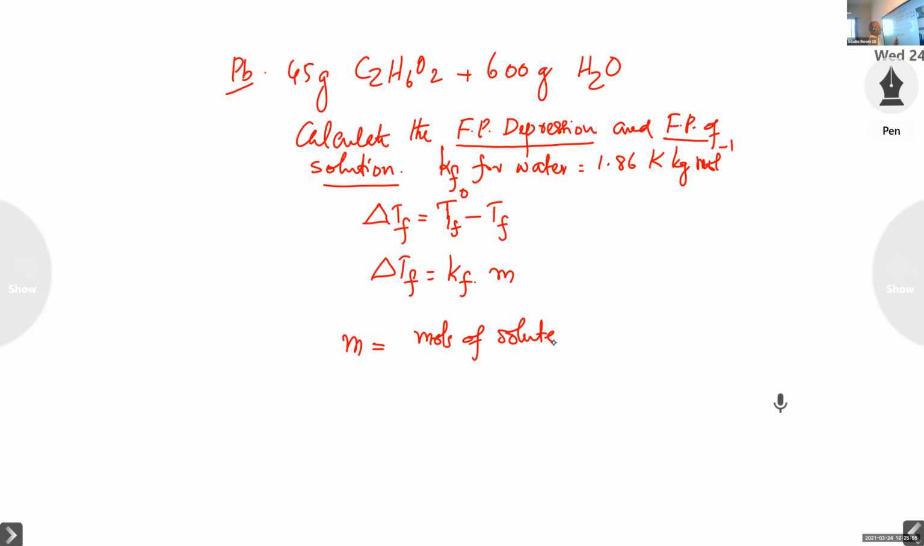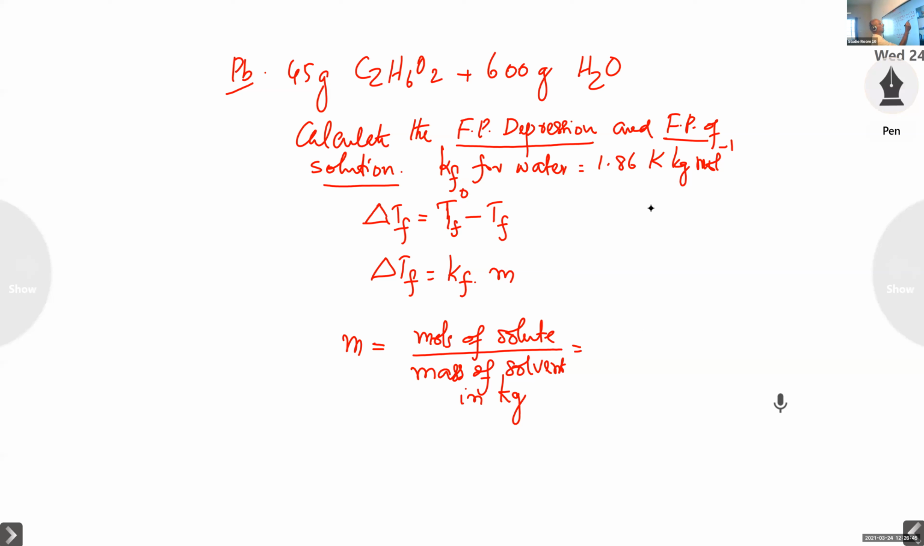Molality is the number of moles of solute by mass of solvent in kilogram. Which is the solute here? Ethylene glycol. How will you get the number of moles? Mass by molar mass. What is the mass here? 45 by molar mass.